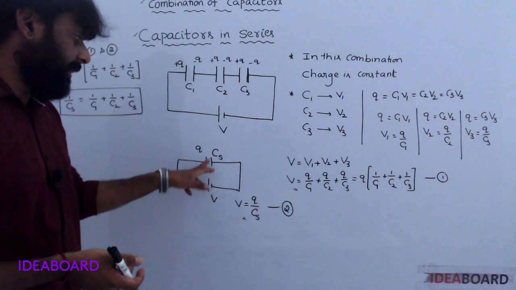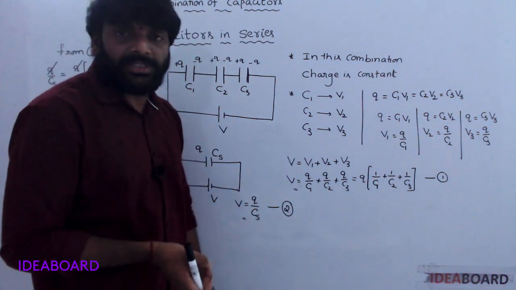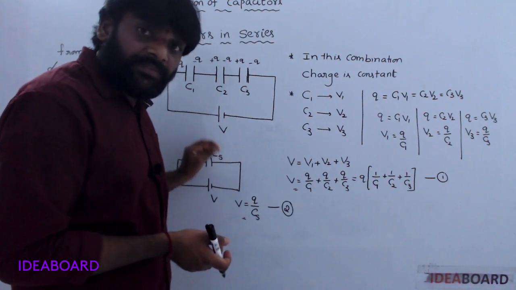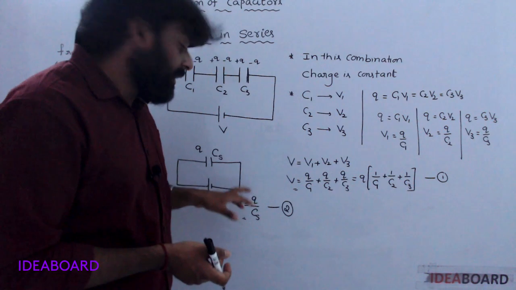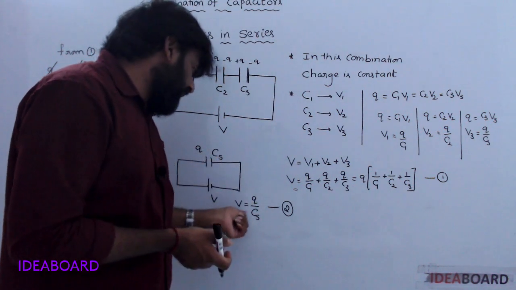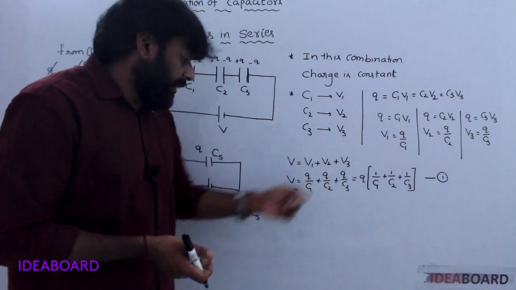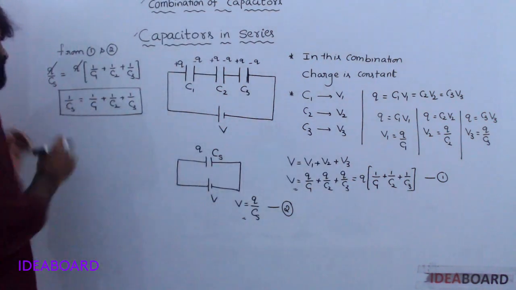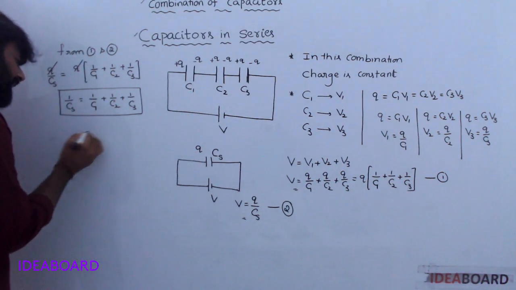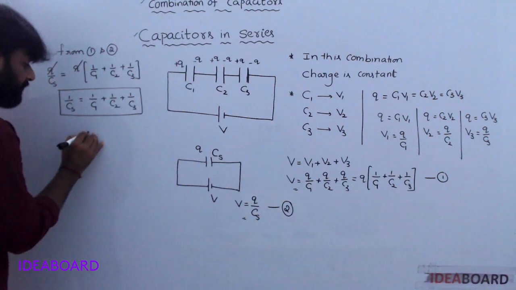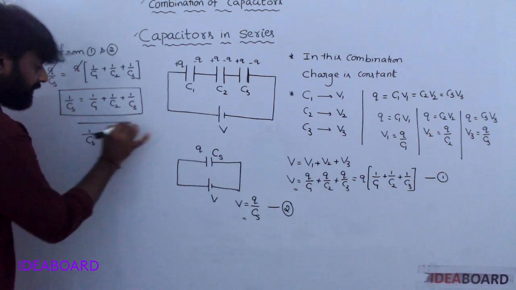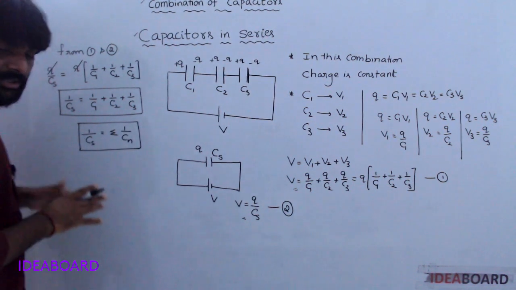Now the same source is connected to a single capacitor. It draws the same amount of charge. If it draws the same amount of charge, that is nothing but the equivalent capacitance. So from this, V equal to Q by CS. From 1 and 2, on simplification, 1 by CS is equal to 1 by C1 plus 1 by C2 plus 1 by C3. So usually we write, for n capacitors, 1 by CS is equal to sigma 1 by C suffix n. Understood? Okay.